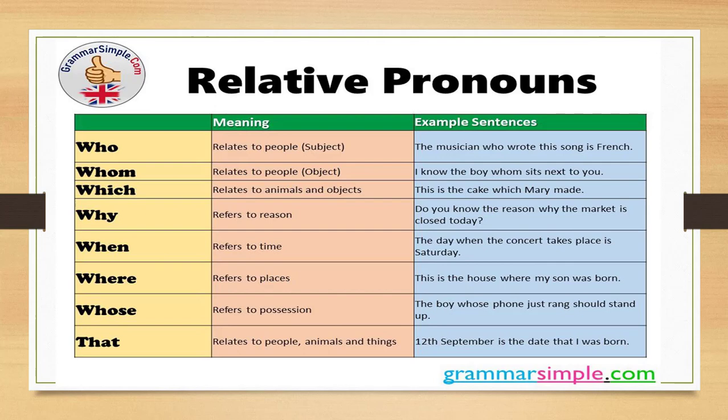Which relates to animals and objects. For example, this is the cake which Mary made. When refers to time. The day when the concert takes place is Saturday. Where refers to places. For example, this is the house where my son was born. Whose refers to possession. The boy whose phone just rang should stand up. That relates to people, animals, and things. 12th September is the date that I was born.